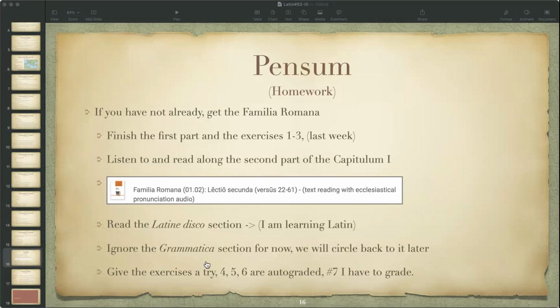You've already, presumably, done this. 1, 2, and 3. So now you're going to do this. This is going to start the second section, which starts here. Nilus fluvius magnus est. And the Nile River is big. Okay. And let's see. So then we're going to go to.